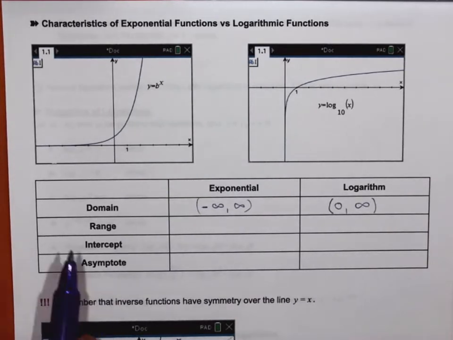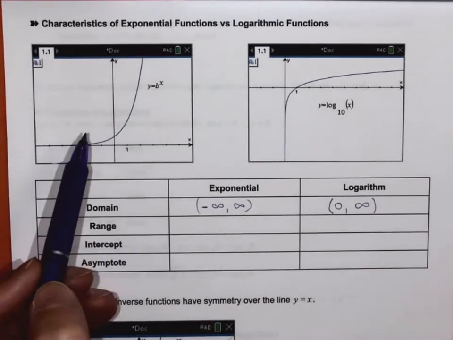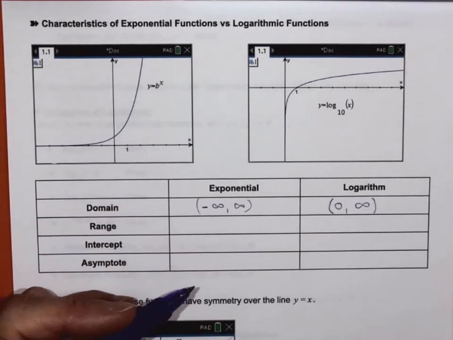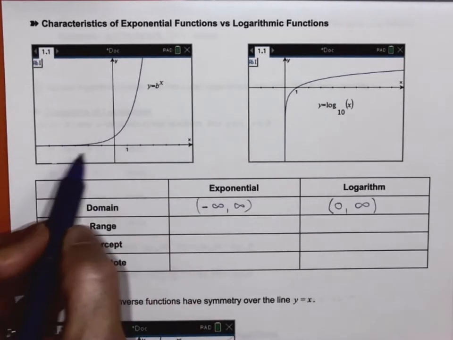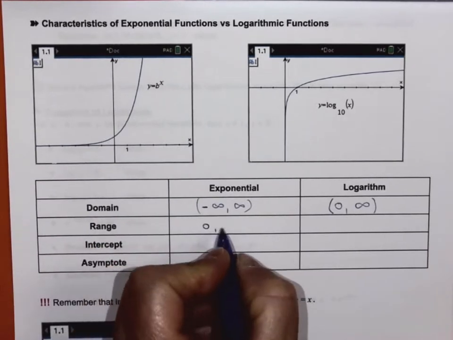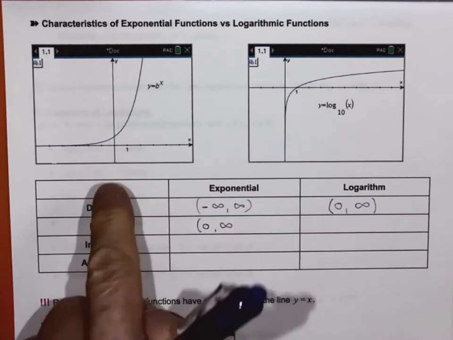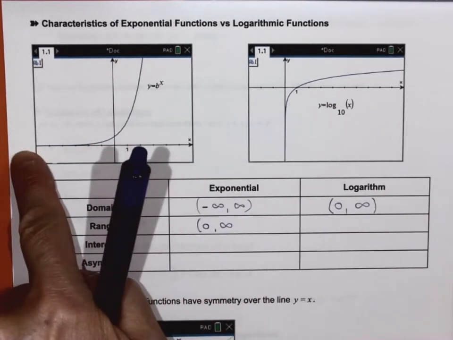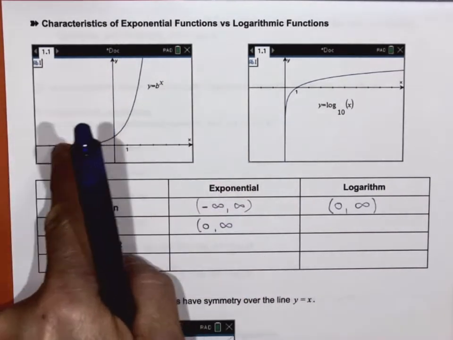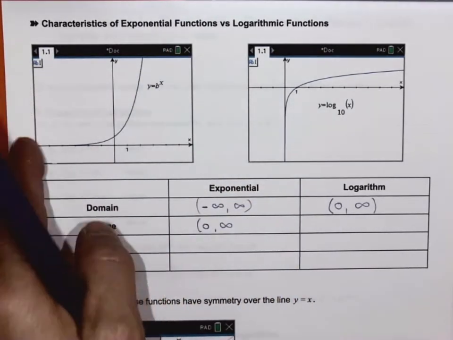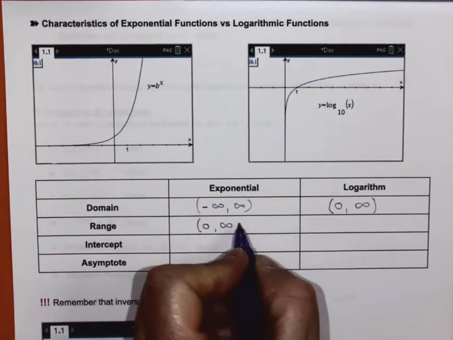What is the range? So the range of this one, the parent function we're talking about, right? There is no vertical translation here. The range will be from 0 up to positive infinity, but it will never touch 0, right? Because we talked about how we have a horizontal asymptote there. And as x goes toward negative infinity, the y values are approaching 0, but they're never really going to be equal to 0. So this is the range for the exponential.